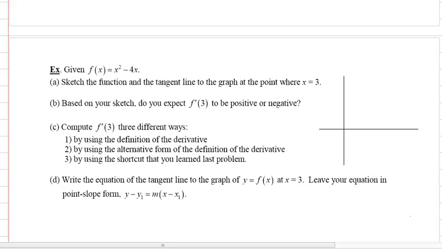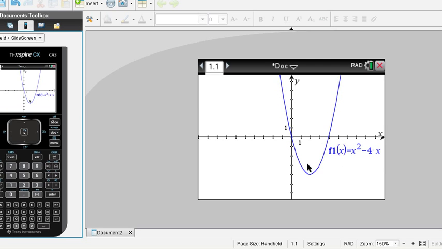So this is the last video of derivatives that we'll be talking about today. The last example is f of x is equal to x squared minus 4x. Letter A says, sketch the function and the tangent line to the graph at the point where x is equal to 3. Here I have the function already graphed, and I'm going to graph this function on my worksheet.